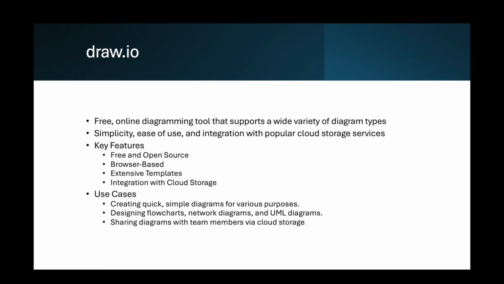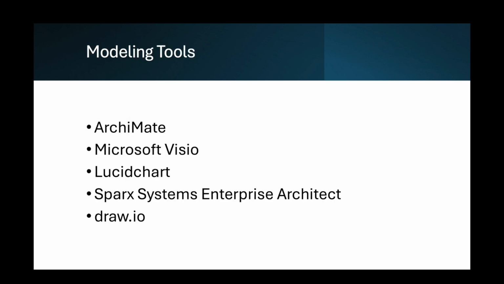So here what we learned is modeling tools like ArchiMate, Microsoft Visio, Lucidchart, Sparx Systems Enterprise Architect, and Draw.io play a crucial role in the design, communication, and documentation of complex systems and processes. ArchiMate is ideal for enterprise architecture, offering a standardized approach to modeling businesses and IT landscapes. On the other hand, Microsoft Visio provides a user-friendly environment for creating a wide range of business and technical diagrams.